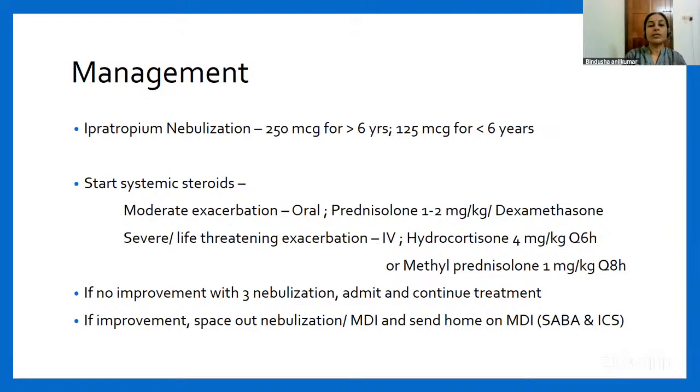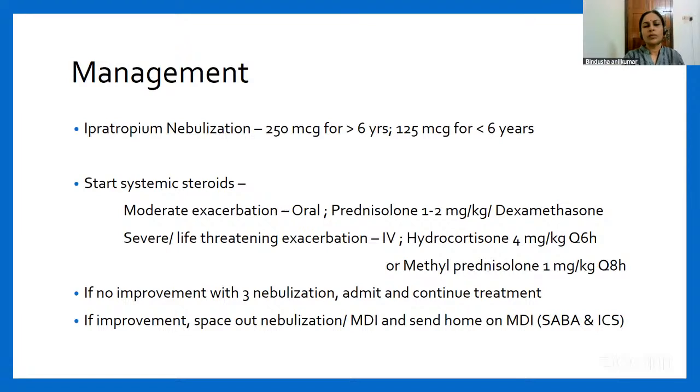Then if the patient is not having any improvement with three nebulizations, it's always better that you admit the child and continue to treat. Further emergency management of severe exacerbation, we are not going to discuss. We are only going to discuss the emergency room management.